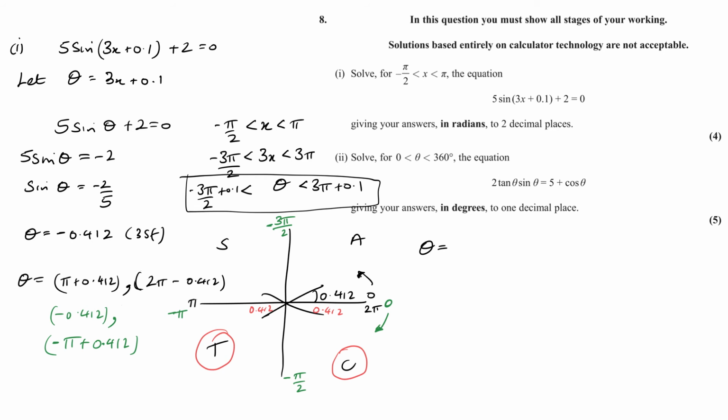So the first one would be pi plus my angle, which is alpha, so that is 3.55, and I'll go to an extra decimal place. Okay, so these are the 3 decimal places. Now I want my x values down here, so I'll work these out as I go. To work it out is simple. I've got the theta, so then I want to get the x, so I'll take away 0.1 and divide by 3. So minus 0.1 divided by 3. So my x value is 1.15.